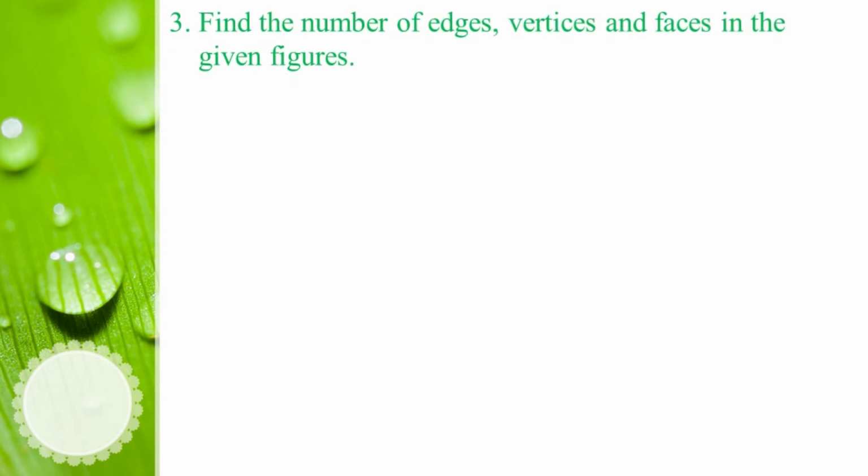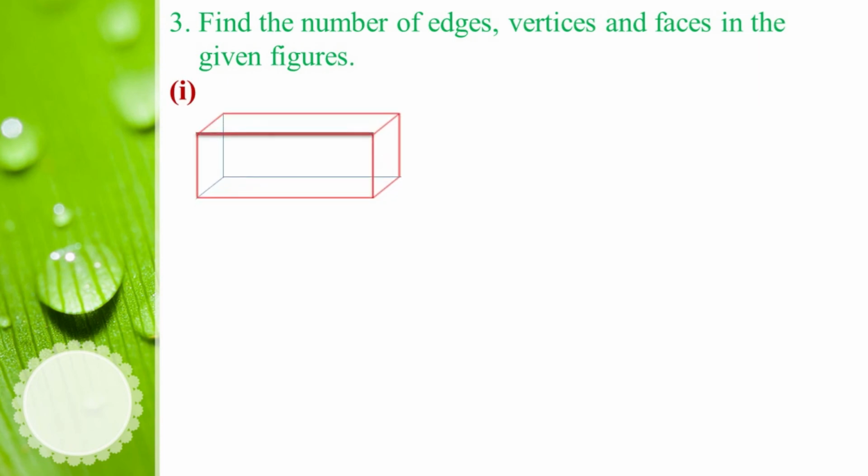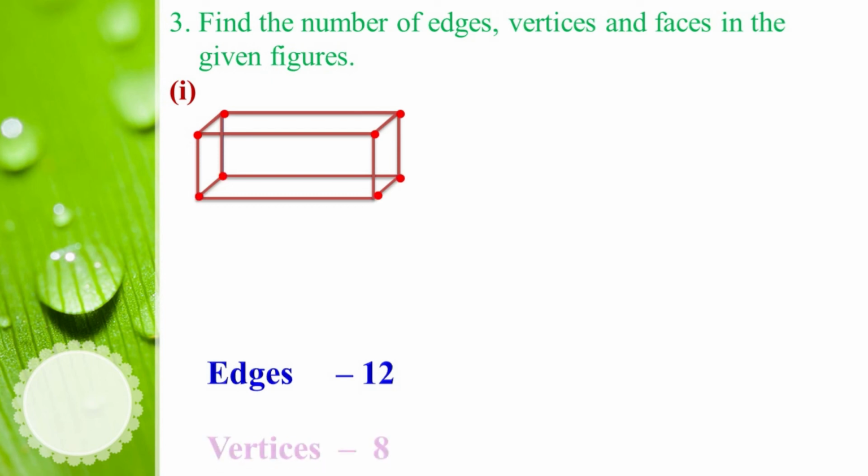Third sum, find the number of edges, vertices and faces in the given figure. Given figure is a cuboid. Let us count the edges first. 1, 2, 3, 4, 5, 6, 7, 8, 9, 10, 11, 12. Therefore, there are 12 edges. Let us count the vertices. 1, 2, 3, 4, 5, 6, 7, 8. Number of vertices is 8.